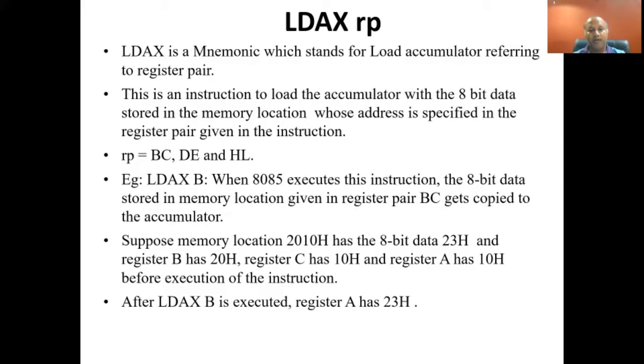LDAX B. When 8085 executes this instruction, the 8-bit data stored in the memory location given in the register pair BC gets copied to the accumulator or register A. Suppose memory location 2010H has the 8-bit data 23H and register B has 20H, register C has 10H and register A has 10H before the execution of the instruction. Then after LDAX B is executed, register A has 23H value.